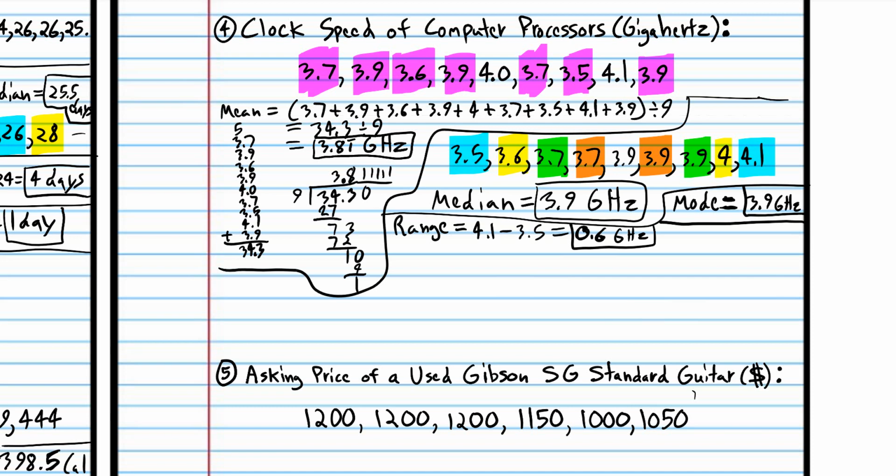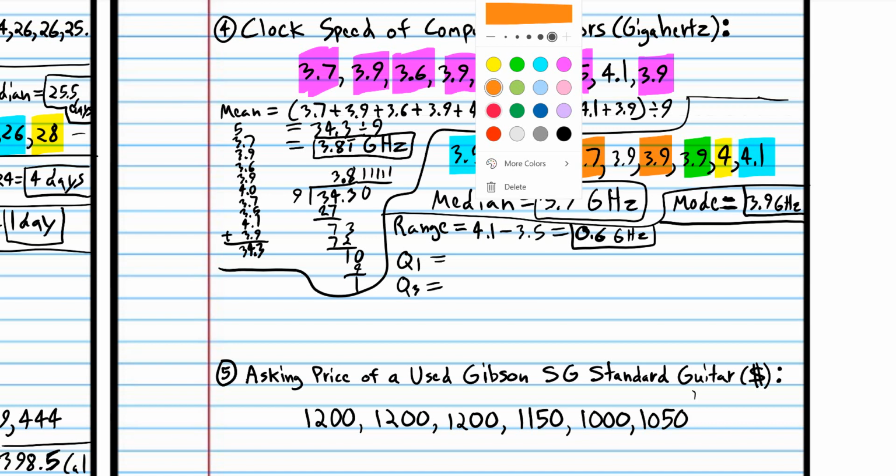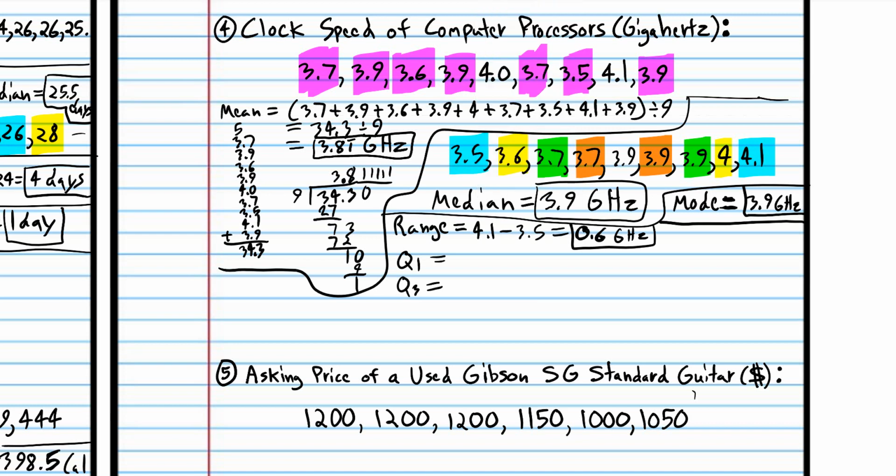Now let's find the interquartile range. We can't do that unless we first find Q1 and then Q3. So Q1 is the median of the first half of the data. We have an odd number of numbers. We have 1, 2, 3, 4, 5, 6, 7, 8, 9. We have 9 numbers. So that means we just ignore this middle number, and we consider this to be the first half of the data.